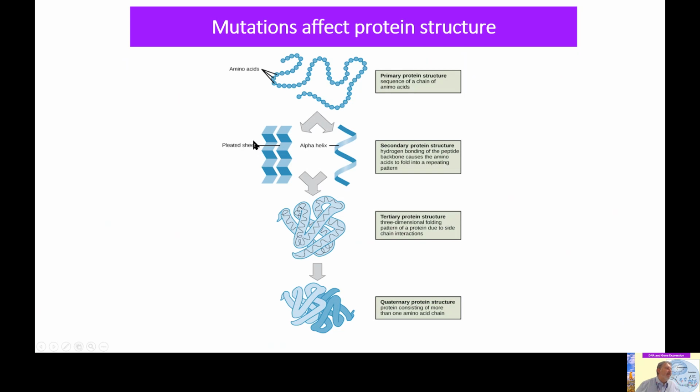So the effect on the primary structure. So the primary protein, we've got our sequence, our chain. The secondary structures, we've got beta pleated sheets or alpha helixes. Now, if one of these is a wrong amino acid, then it can change what happens here, and that can have a knock-on effect on the tertiary structure, which can have a knock-on effect on the quaternary structure, where multiple polypeptide chains can come together.